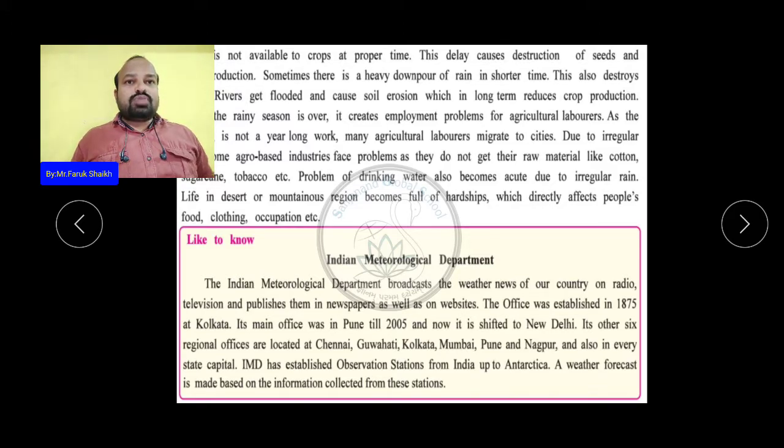Many times our Indian Meteorological Department works very well. But sometimes, because this is nature and nature can change, no one can say, even a machine cannot say completely factual things about nature. So sometimes it is also wrong.